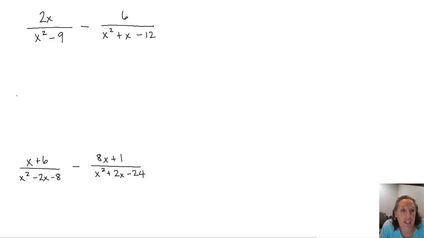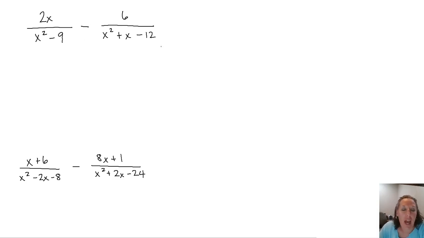Hello, in this video we're going to take a look at subtracting and adding rational expressions. Our first example, we've got 2x over x squared minus 9 minus 6 over x squared plus x minus 12.